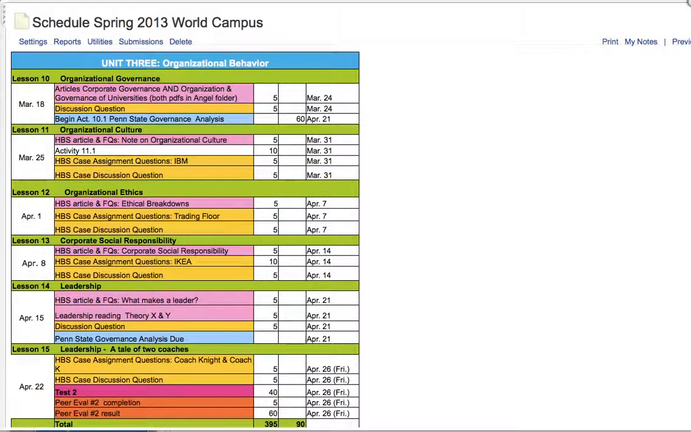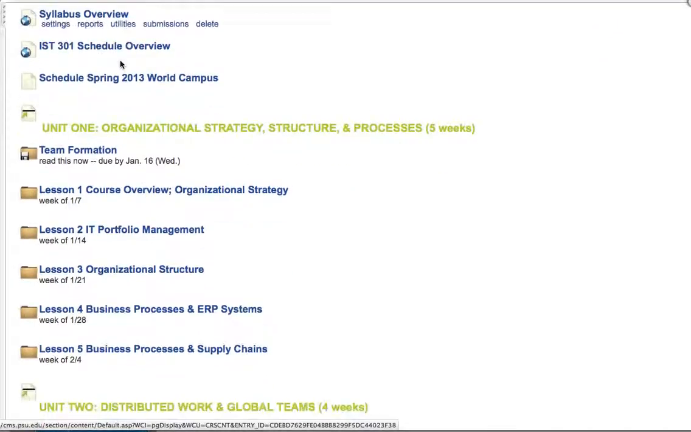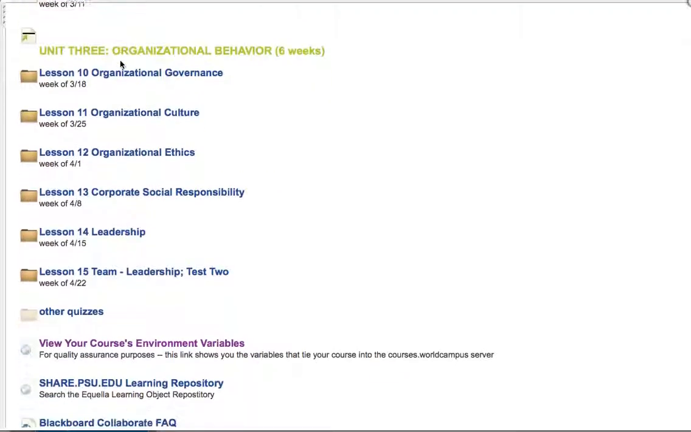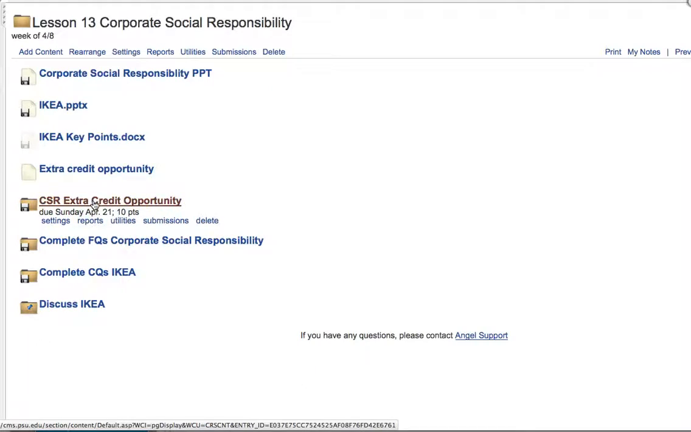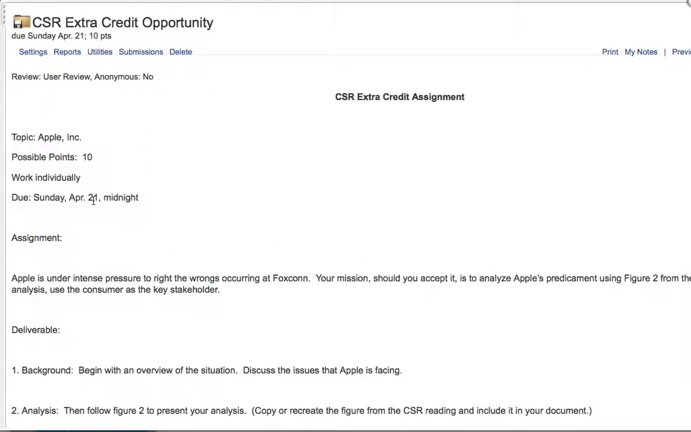So just to look in, I want to just highlight in week 13 the extra credit assignment that is due at the end of this week on Apple. So Apple has been in the news over the last year, particularly about Foxconn's treatment of employees. And Foxconn supplies a lot of the product to Apple.